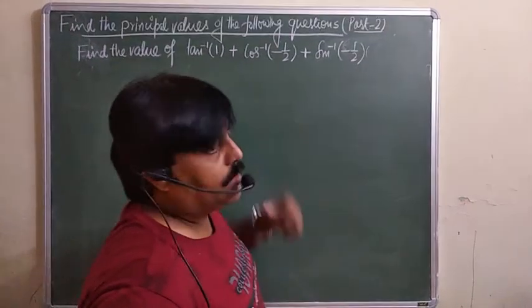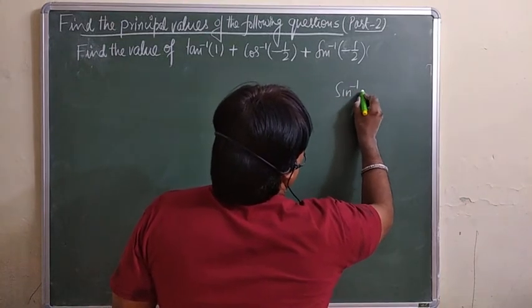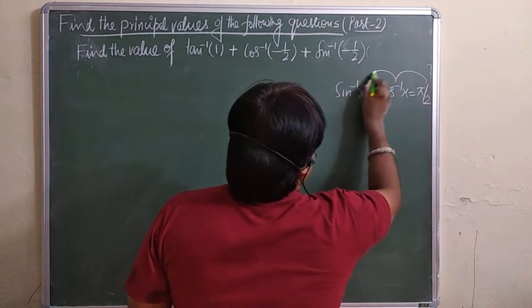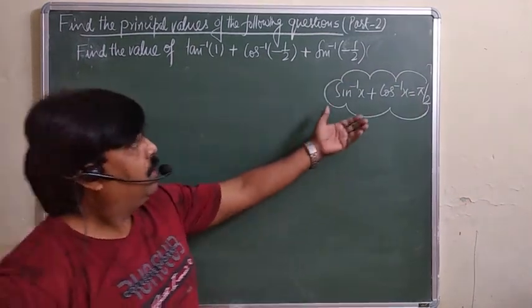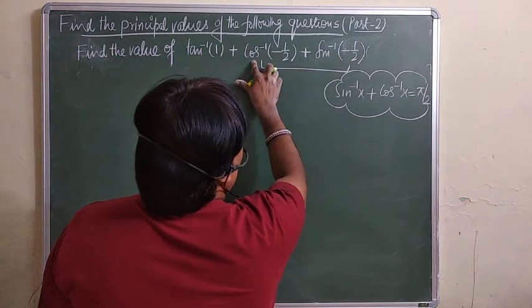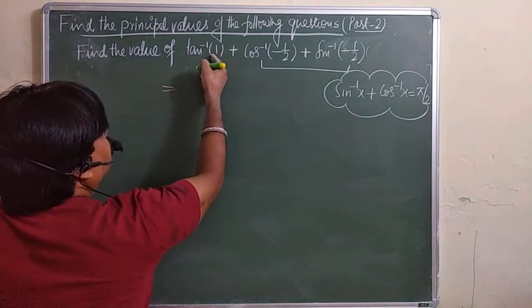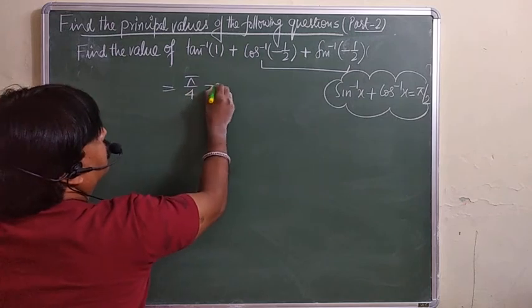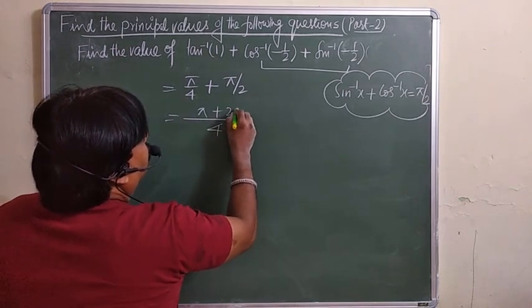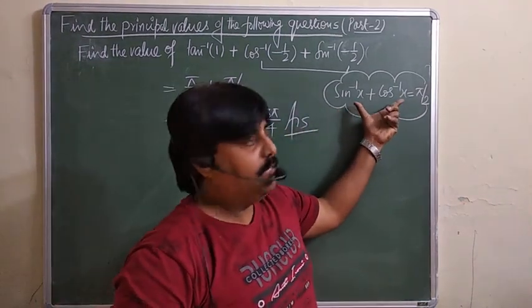Yes, for the same question there is a shortcut, but that property we will discuss in the next video. Here we can apply it, because we know that sine inverse x plus cos inverse x is equal to pi by 2. This is the property. So look here now: sine inverse x plus cos inverse x is equal to pi by 2. And tan inverse 1 is tan inverse of tan pi by 4, so this is pi by 4. And this is pi by 2. Solving this, 1 pi plus 2 pi over 4, this is 3 pi by 4. This is the shortcut method, using this property that we will discuss later on.